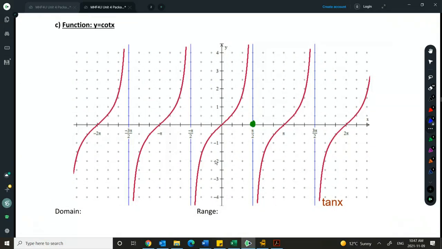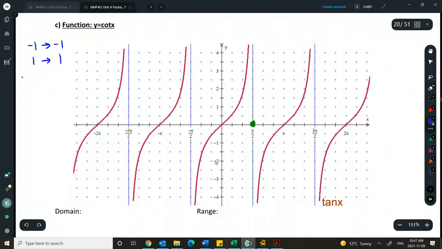So cotangent, I have tan graphed here. We're going to do the same thing. So ones and negative ones will stay the same. So any negative one will stay as negative one. Any ones will stay as ones. What if I reciprocal a vertical asymptote? What does that become? Clayton?